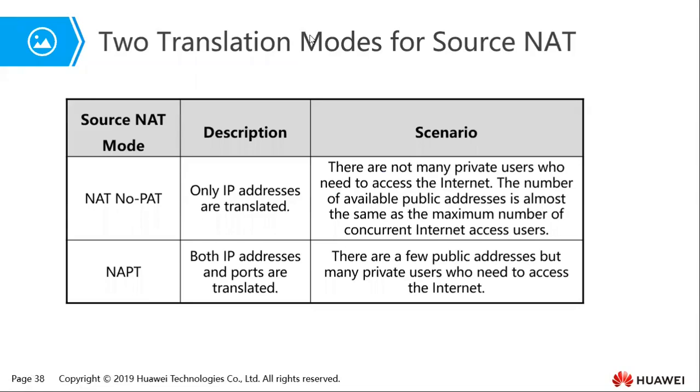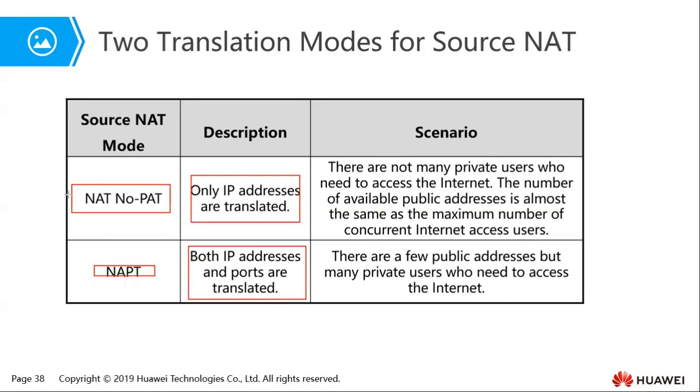So we have two modes for source NAT. One of them is called No-PAT, no port address translation, and the other is NAPT. With No-PAT, only the IP addresses are translated. With network address port translation, we translate both the IP address and the port numbers. So these are the two modes for source NAT.